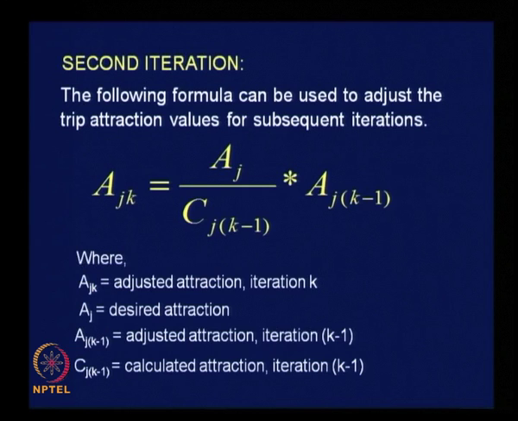You can see here, if you use this adjustment procedure, you will find that if your calculated attraction value is very high, this procedure will result in a reducing effect, and if your calculated value is very low, then this procedure will help to increase the value. Cjk minus 1 is in the denominator, which is the calculated value of attraction. We will see with the numerical example how this correction procedure works.